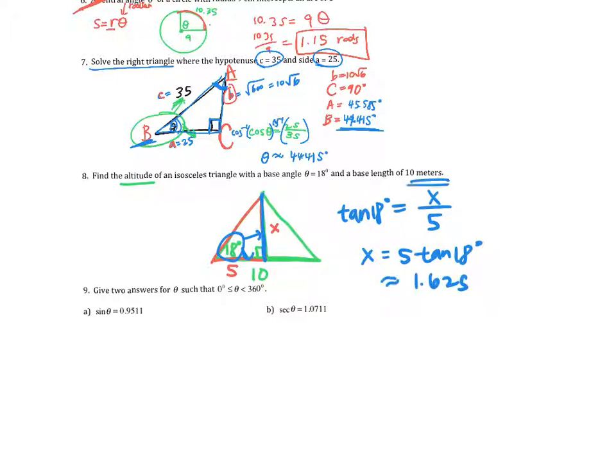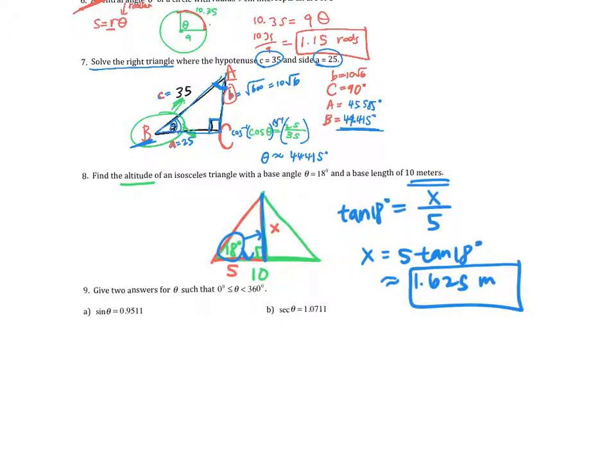I'll call that x. So notice I have a right triangle here, and I'm really solving for that x value. So if I stand at the angle, I have my opposite and adjacent, so that's a tangent relationship. Tangent of 18 degrees is opposite over adjacent. x is equal to 5 tangent of 18 degrees. And if I plug that into my calculator in degree mode, I get 1.625, and it's in meters. So I'm going to keep that in meters.